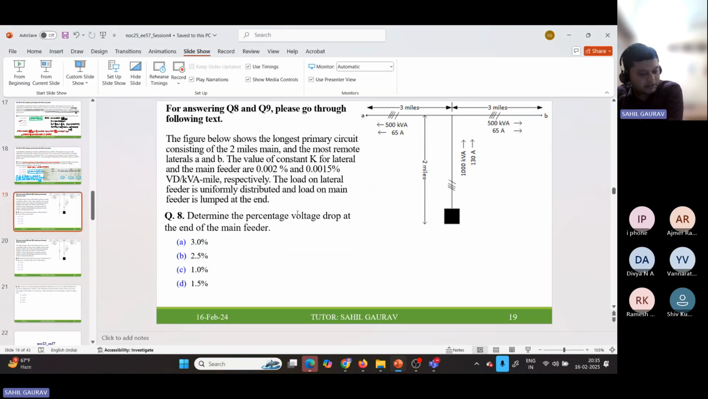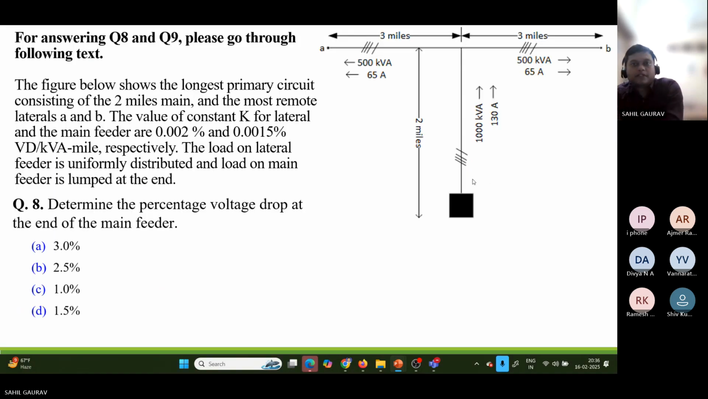I hope you all have tried. So in this problem, they are asking about the longest primary circuit consisting of 2 miles of main. So this primary feeder is 2 miles long, and the most remote laterals A and B are given here. The value of constant K for the lateral and the main feeder are given as 0.002% and 0.0015% voltage drop per kVA mile respectively.